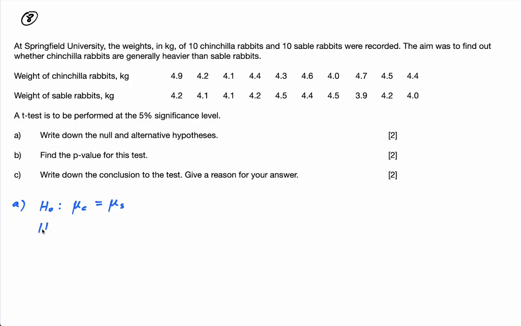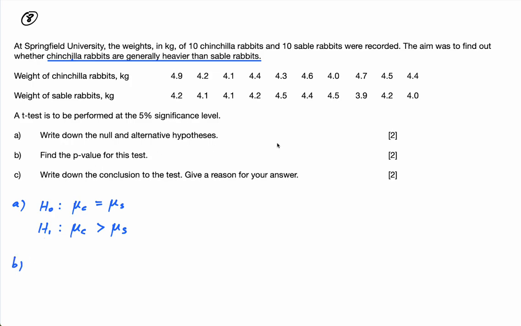Anyway, for the alternative hypothesis we have to look at what they say. The aim was to find out whether the chinchilla rabbits are heavier than the sable rabbits. So the alternative hypothesis, and hence it'll be a one-tailed test, is that the chinchilla rabbits are heavier, so that the mean, mu c, is greater than the mu for the sable rabbits. So that's it. That's your H0, that's your H1.